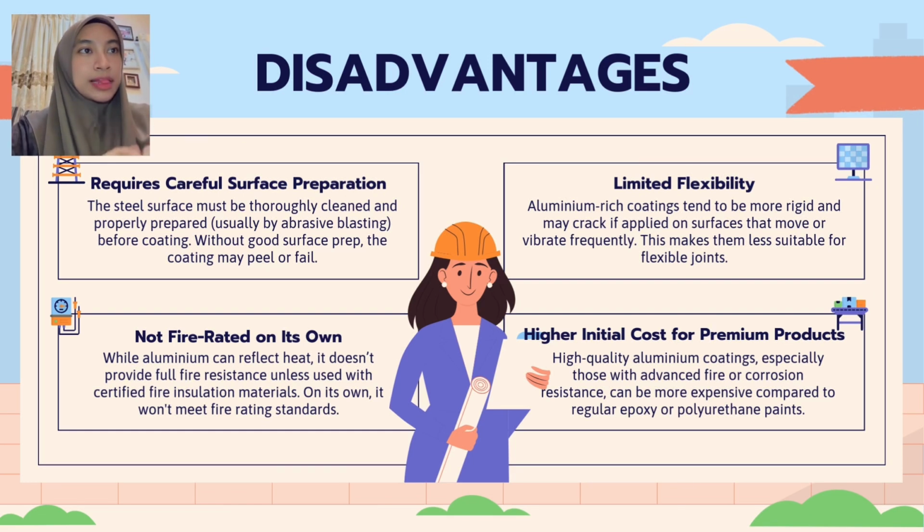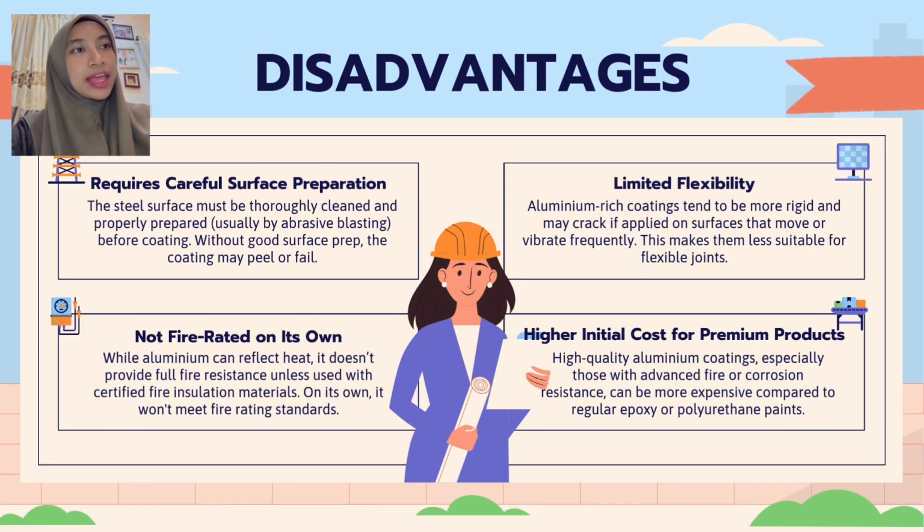Number 2, limited flexibility. Aluminium coatings are more rigid than other paints. They might crack if applied to surfaces that move, bend or vibrate a lot, such as on expansion joints or bridges. Number 3, not fire rated on its own. While aluminium can reflect heat, it doesn't protect against fire by itself. To meet fire safety standards, it needs to be used with certified insulation materials.